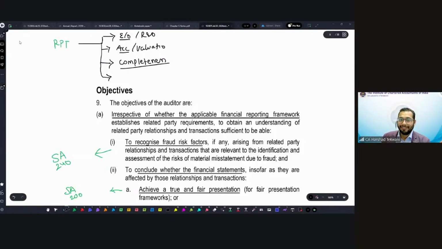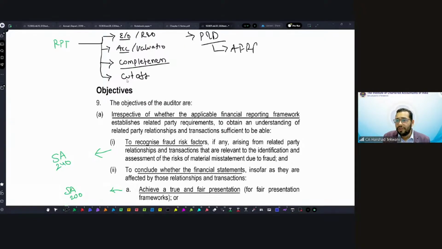Assertions. Cut off. And the last one is presentation and disclosure. This is as per the applicable financial reporting framework. So these are the areas where I will have a risk. Now I need to decide procedures based on that. Controls testing, the related party transaction testing, everything is based on assertions.